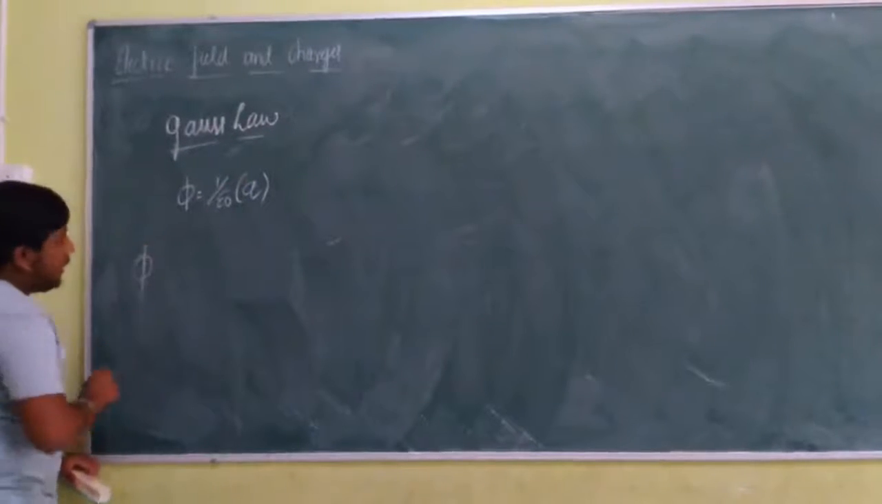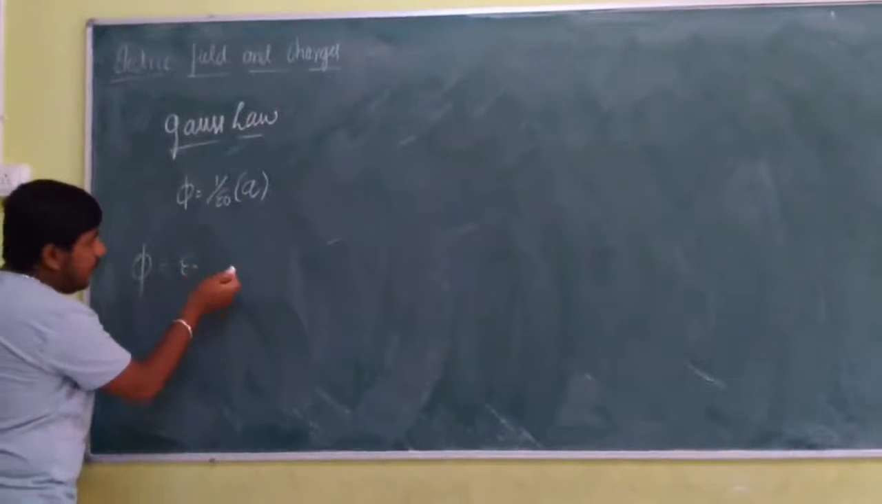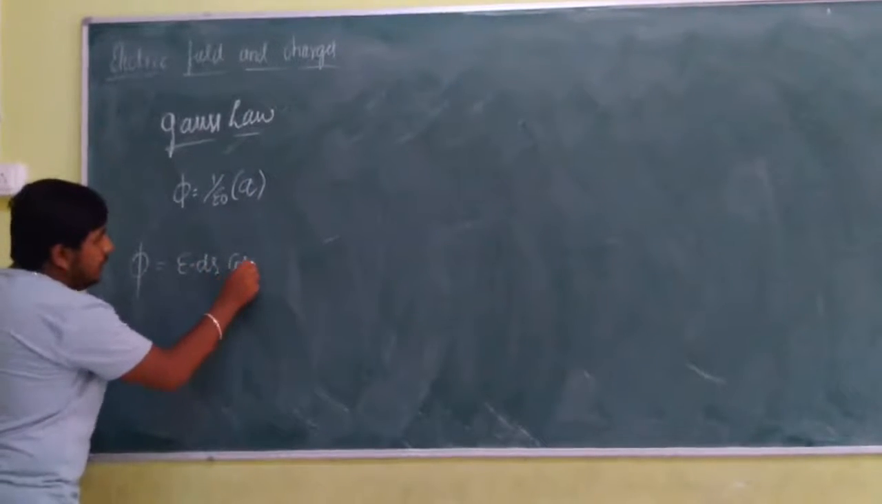So what is electric flux? Flux is equal to the product of E into A, the area: E dS cos theta is the value of flux.